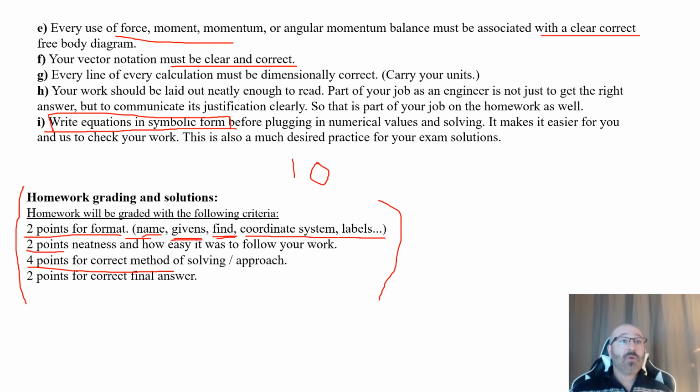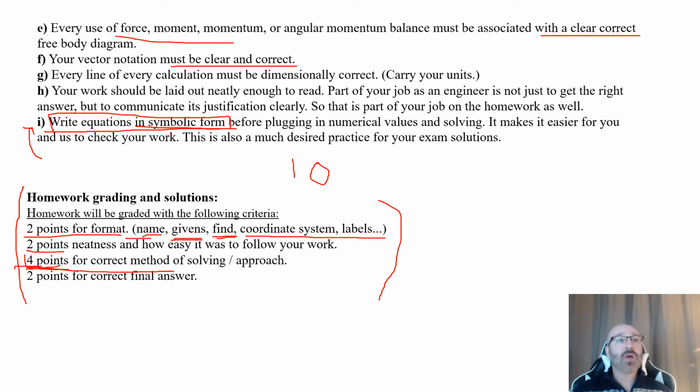2 points are then awarded for neatness. How easy is it for the grader to go through and follow your work, see what you did, follow your approach, read your writing, all of that. So neatness counts for the next 2 points. Then the bulk of the points, 4 points, is for the correct method and solving approach. Did you choose the right governing equation? That goes back to point E, where you really want to write out the general equation in its symbolic form before starting to plug in the variables, and maybe even put a little note next to it: I chose to use this equation because. Things like that will help. So that's 4 of the points right there.